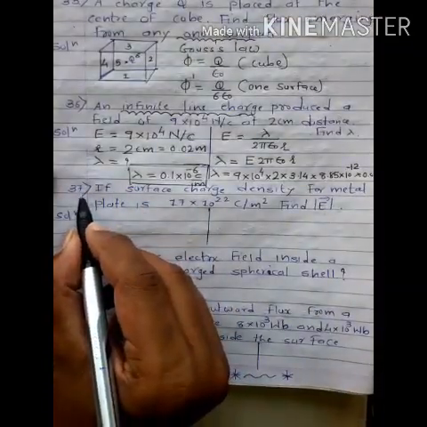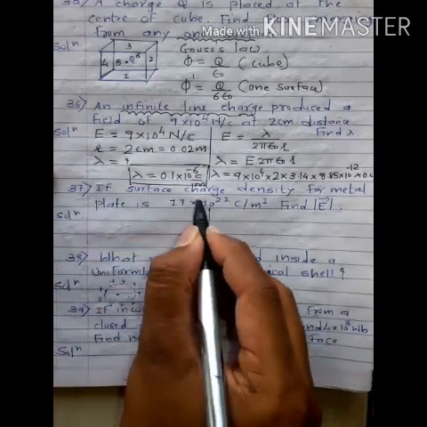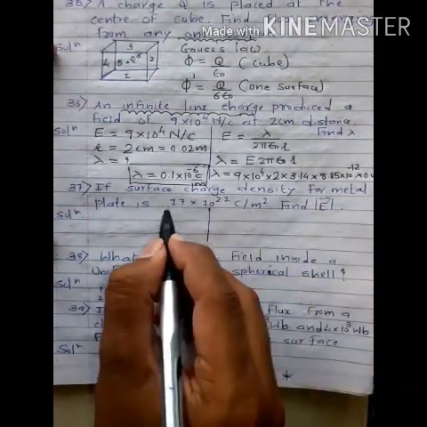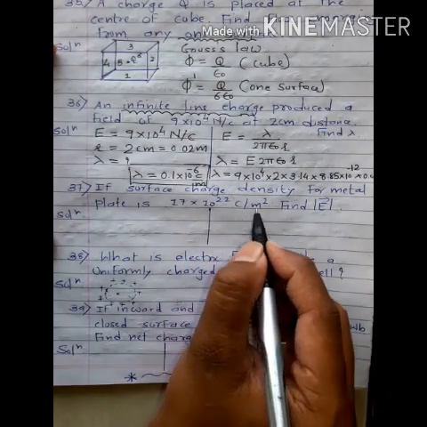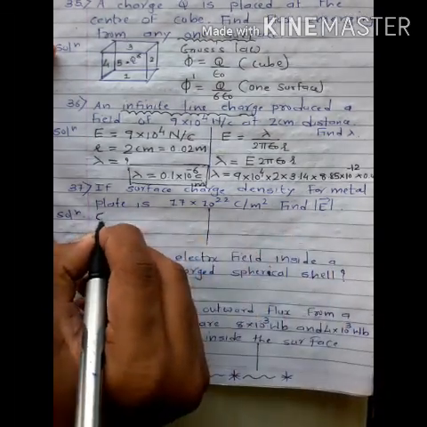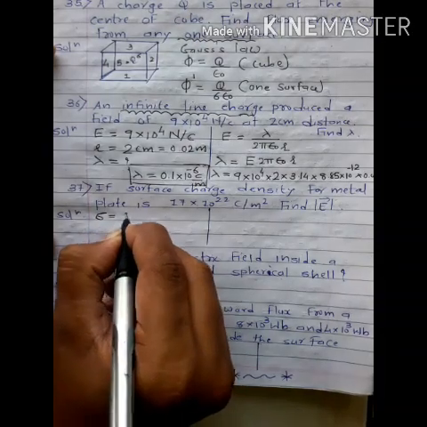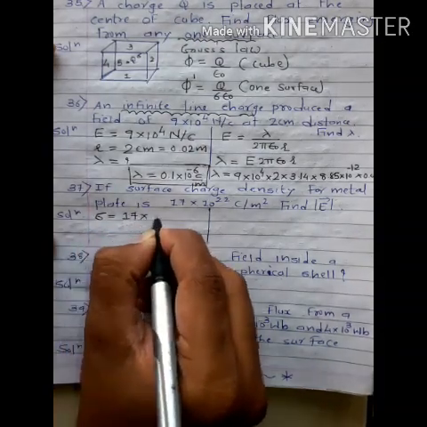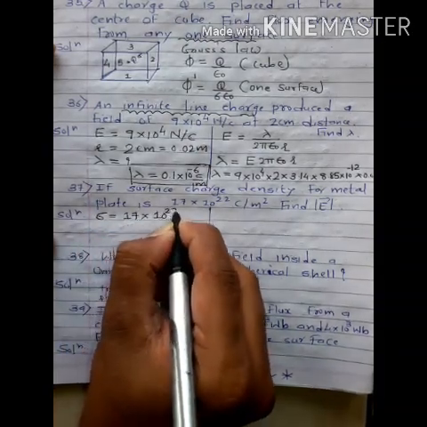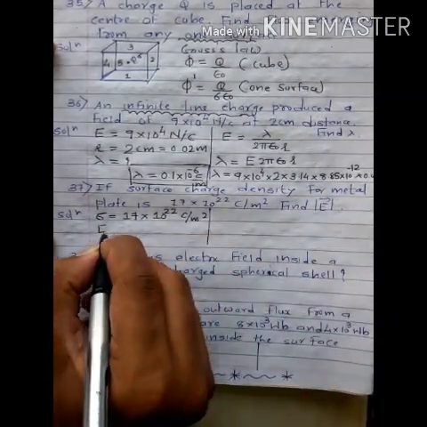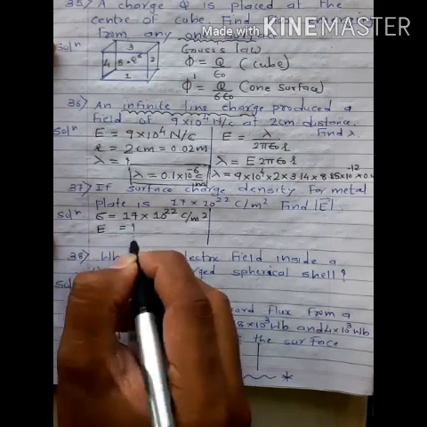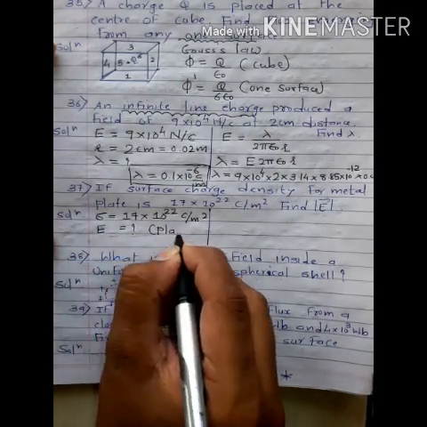Next MCQ 37. If surface charge density for metal plate is 17 into 10 to the power 22 coulomb per meter square. Surface charge density means sigma. So sigma is given 17 into 10 to the power 22 coulomb per meter square. Find modulus of electric field for this plate.